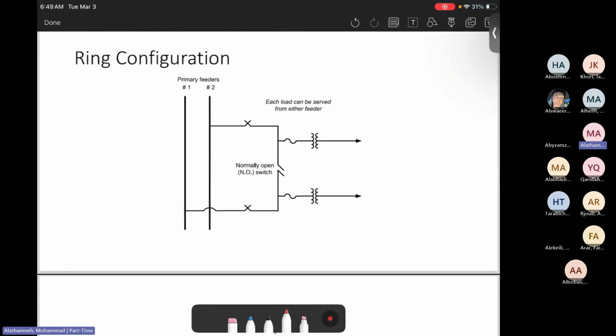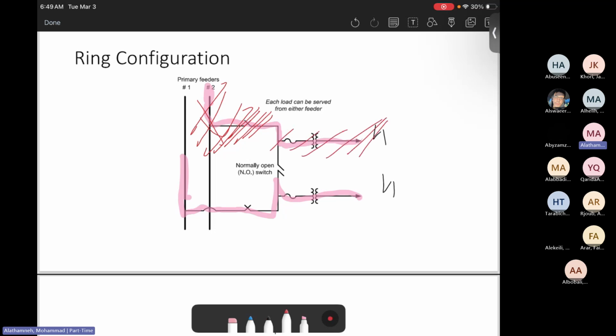Now in this part, which we call ring configuration, assume you have two feeders. Feeder number one is associated with load number one, and feeder number two with load number two, and everything's fine, no problem in that. But the challenge is, if there is something wrong, assume this line was out of service. Now this caused load number one to be out of service as well because there is no power supply. The only thing supplying power is feeder two.